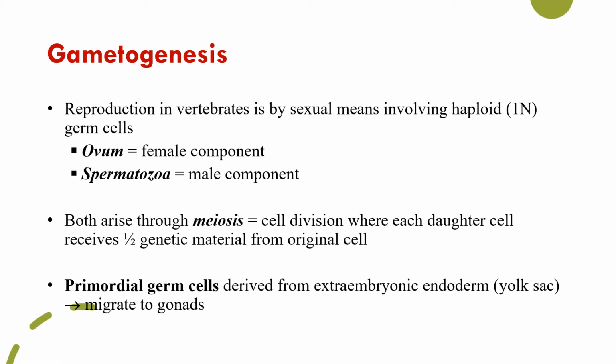So the reproduction in vertebrates is actually by sexual means. It involves haploid germ cells, which include your ovum, or the female component, and the spermatozoa, which is the male component. Both arise through meiosis, which is the cell division where each daughter cell receives half of the genetic material from the original cell. Primordial germ cells are derived from the extraembryonic endoderm or the yolk sac, which then migrates to the gonads.